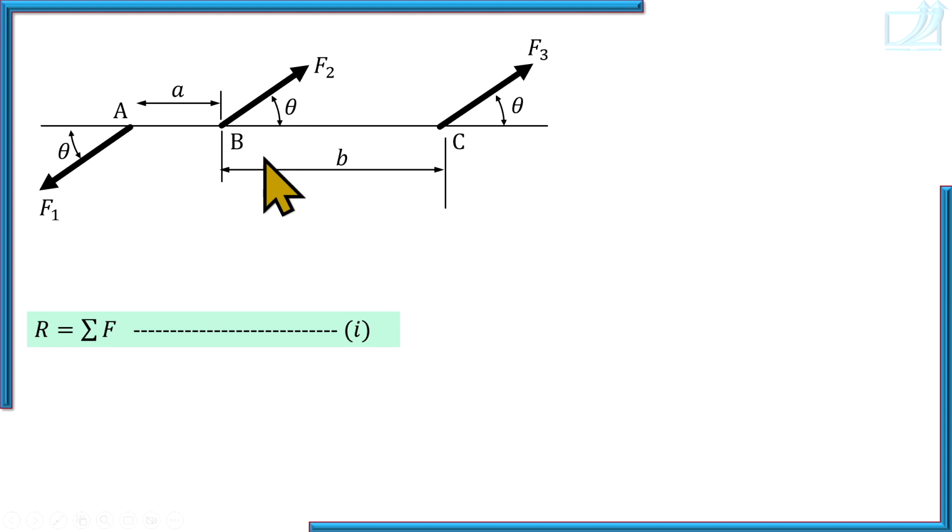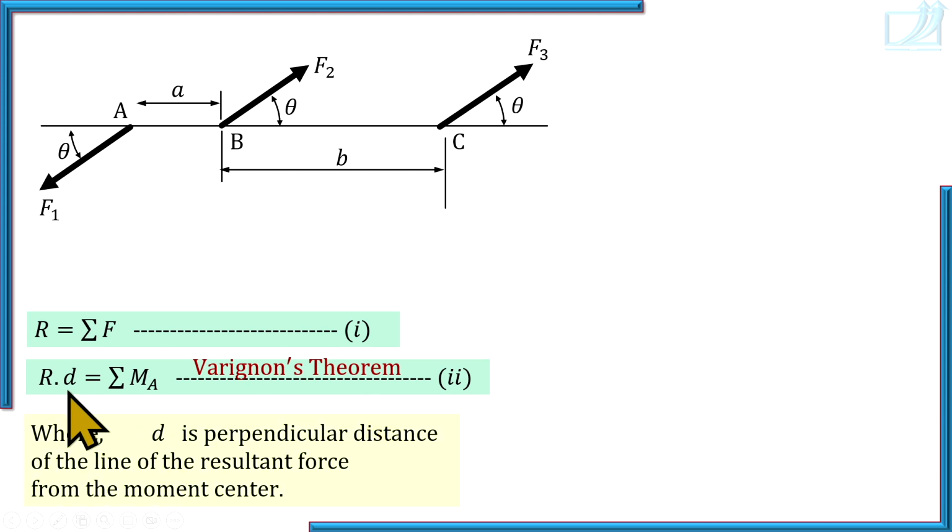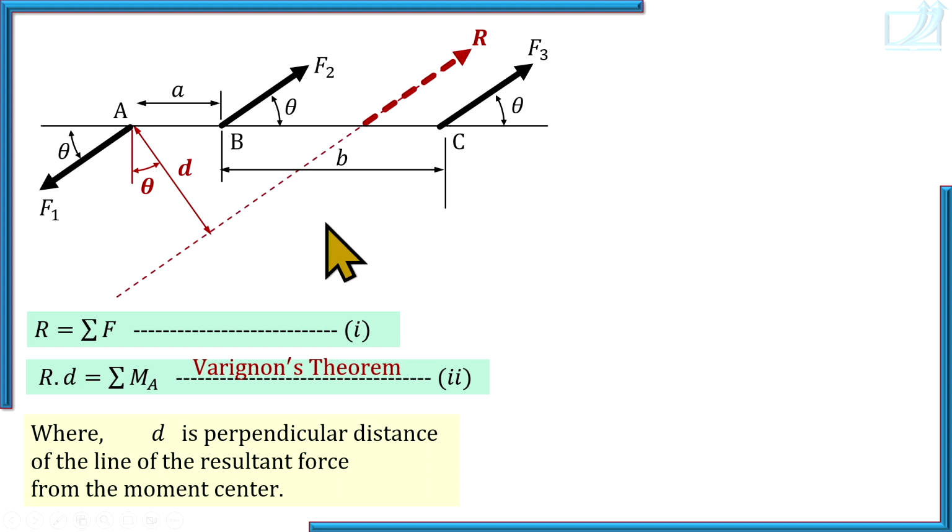So the angle of the line of the resultant is not unknown, but the magnitude of the resultant R you will get from this equation, and the distance of the line of the resultant from the chosen moment center you will get by applying Varignon's theorem, where you know now that d is the perpendicular distance of the line of the resultant from the moment center. If the resultant makes an angle theta with the horizontal, then d makes an angle theta with the vertical. So this is how you should measure d and show the line of the resultant. And here is the resultant.